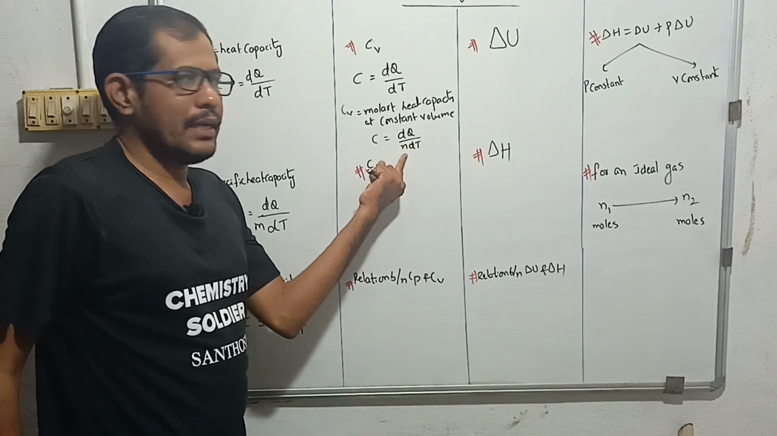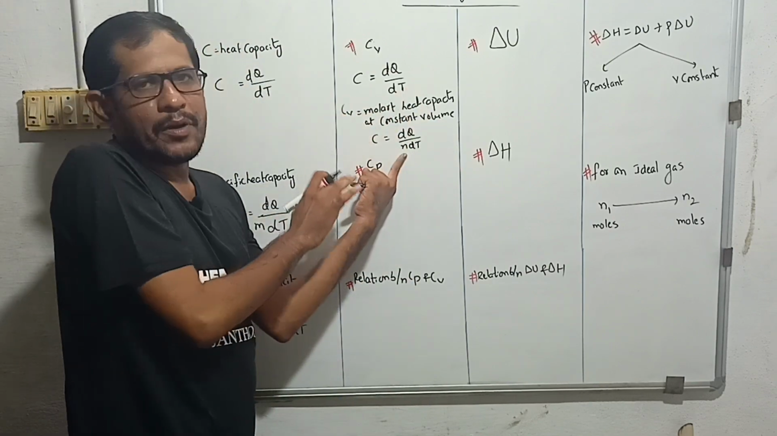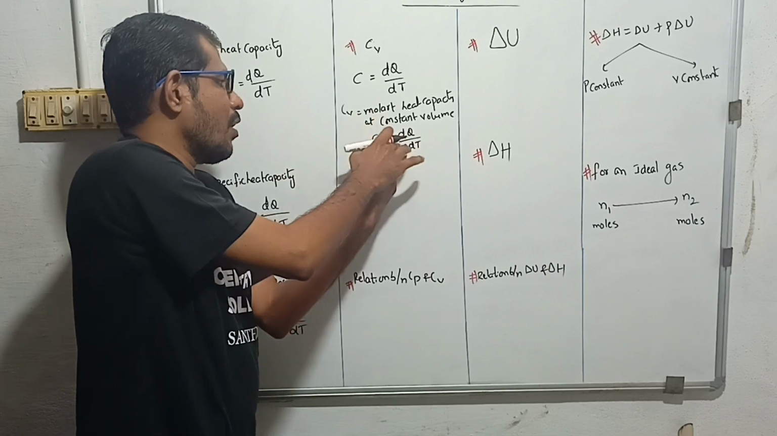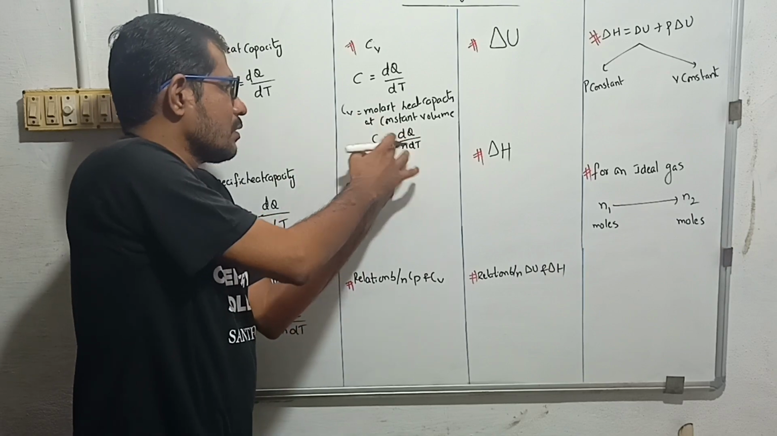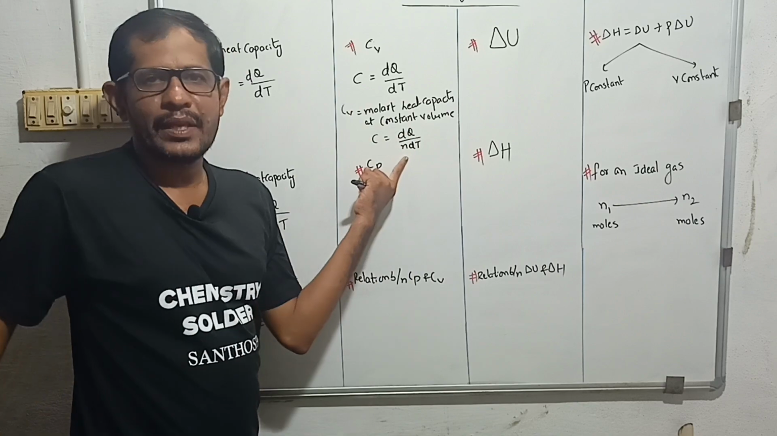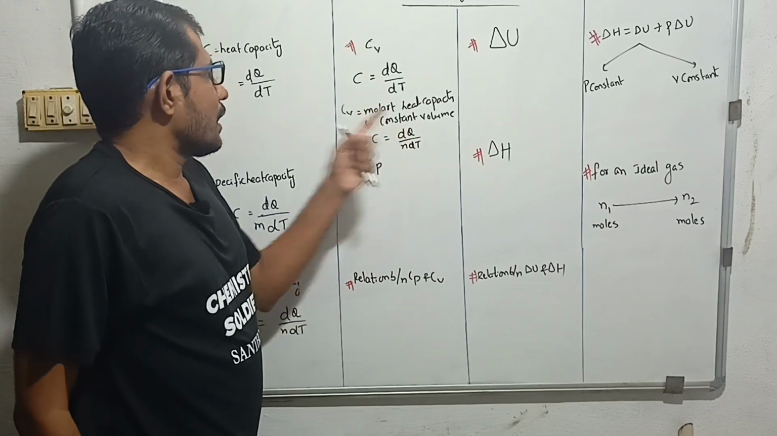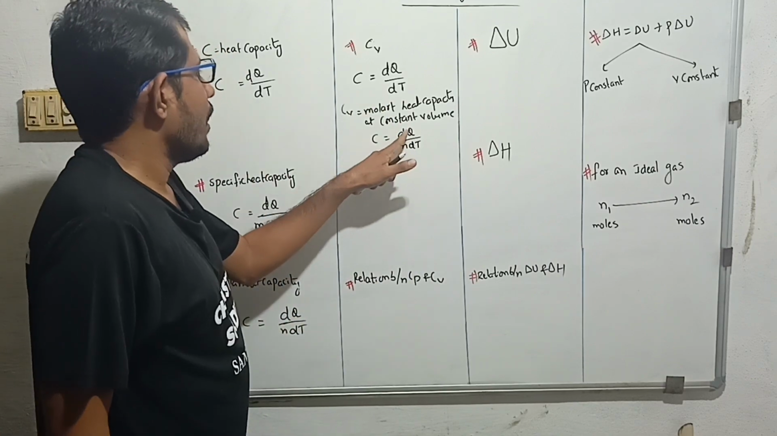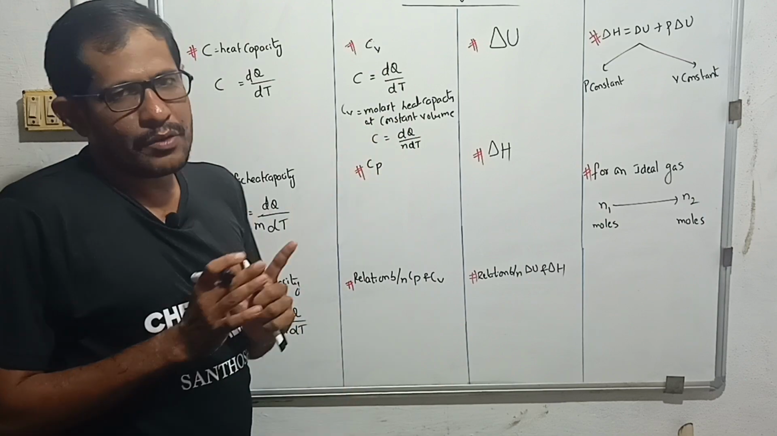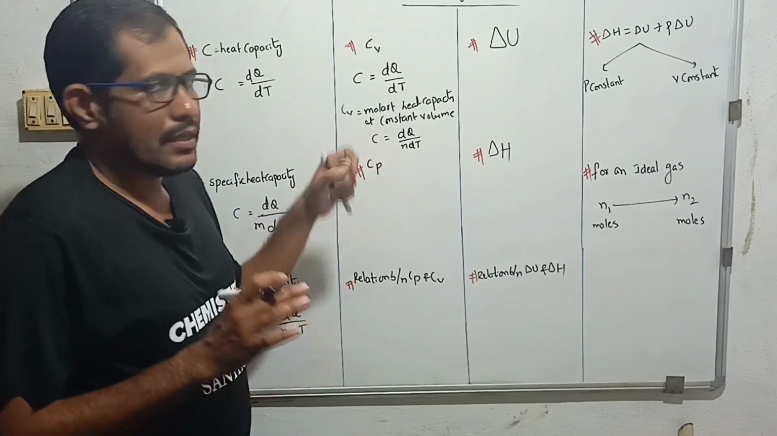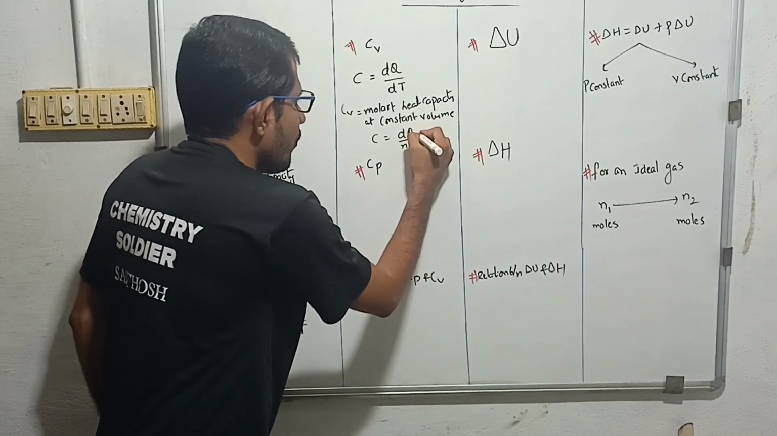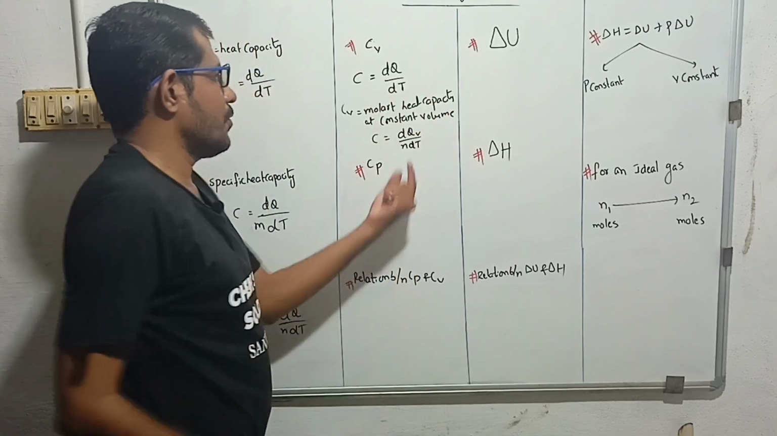Why am I putting n here? Because CV is the molar heat capacity at constant volume, and molar means n needs to come. So C equal to dq by n dT. We are mentioning molar heat capacity at constant volume, so we will take this V and mention V over here.